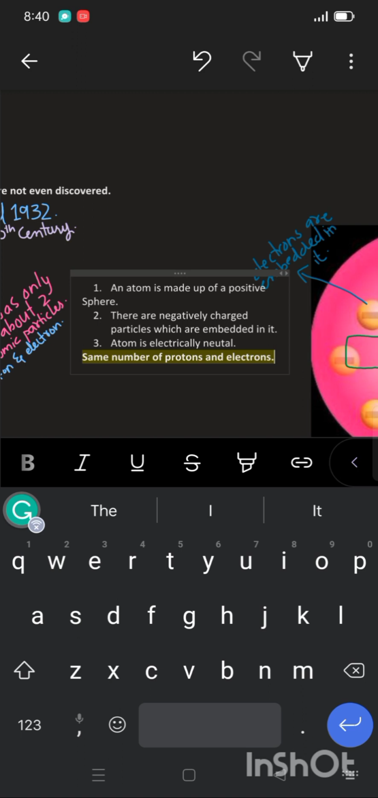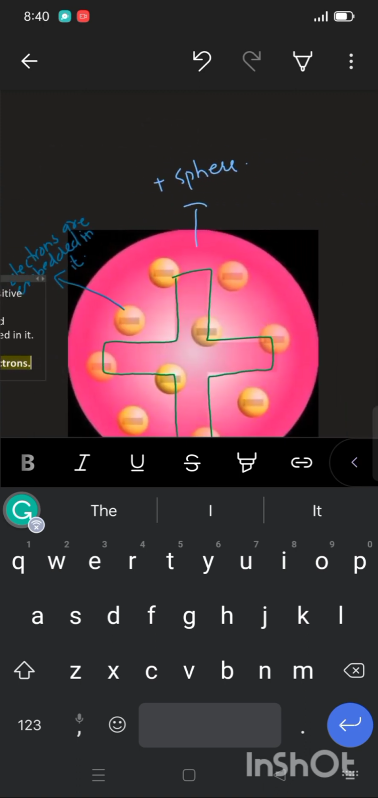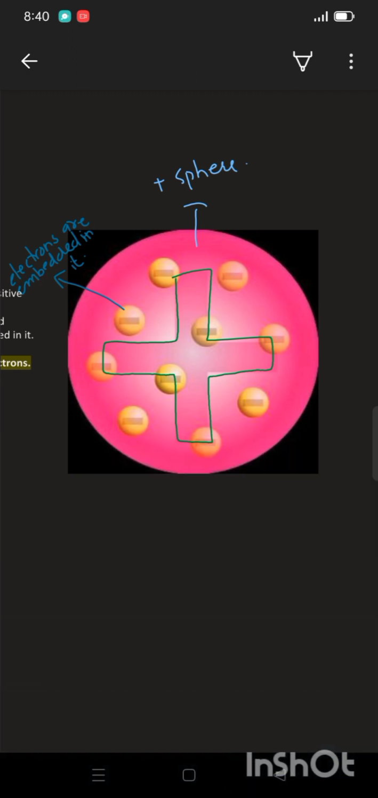Now what things he could not explain. As you can see, we know that he just said that the entire mass of an atom is in it, right? This is the entire mass of an atom, and we know that in the mass of an atom we take the number of protons and the number of neutrons, right? And he said the entire mass is distributed in this entire space, right?